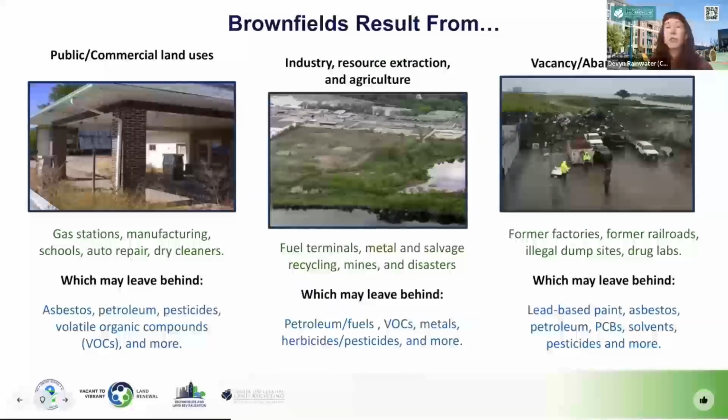So again, brownfields are sites of suspected contamination. The sites or the uses that I just described are likely to leave behind contamination. You can see that prior public and commercial use might lead to asbestos, petroleum, and more contaminants leaching into the soil. Industry and agriculture might leave behind toxic fuels and pesticides. And abandoned, empty sites may be vulnerable to illegal dumping, which can also lead to a whole host of contaminants.